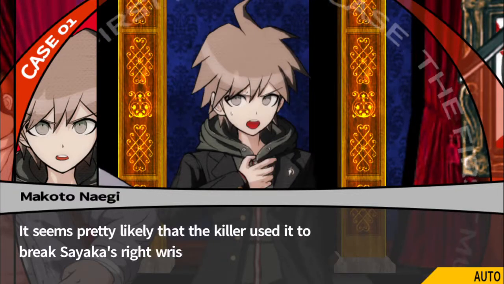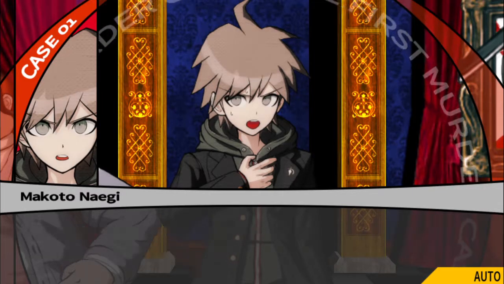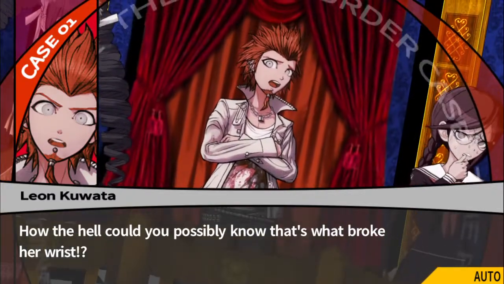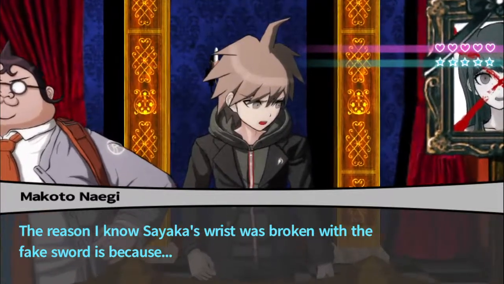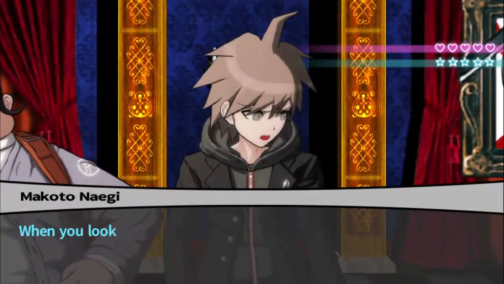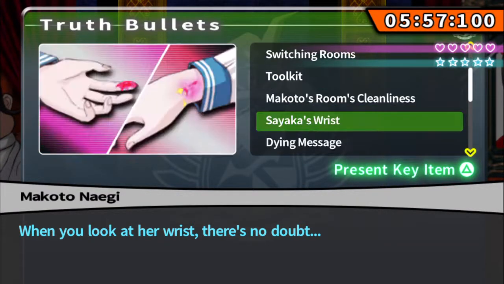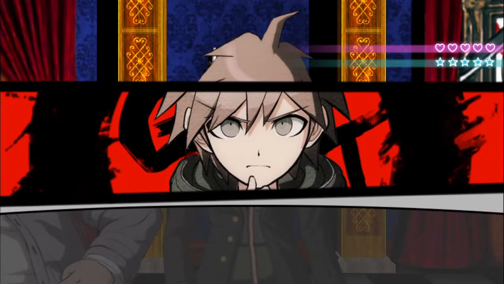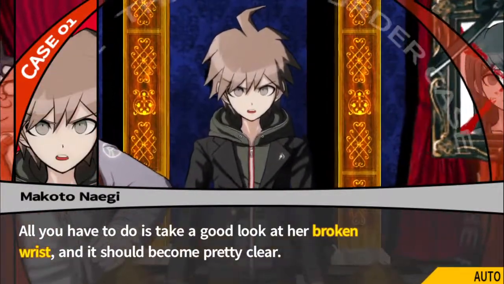It seems pretty likely that the killer used it to break Sayaka's right wrist. How the hell could you possibly know that's what broke her wrist? I got it! All you have to do is take a good look at her broken wrist, and it should become pretty clear.